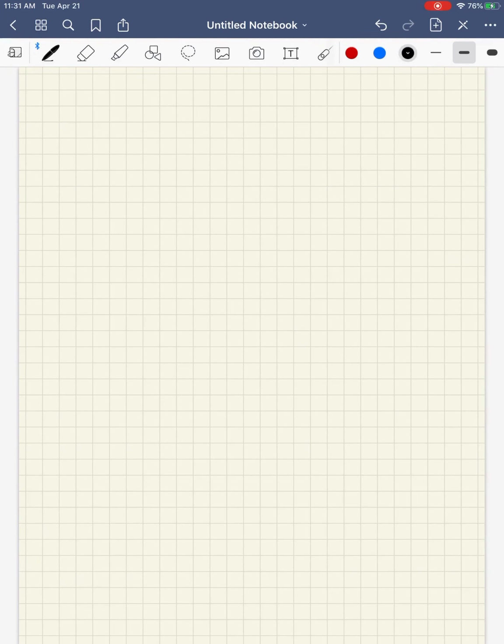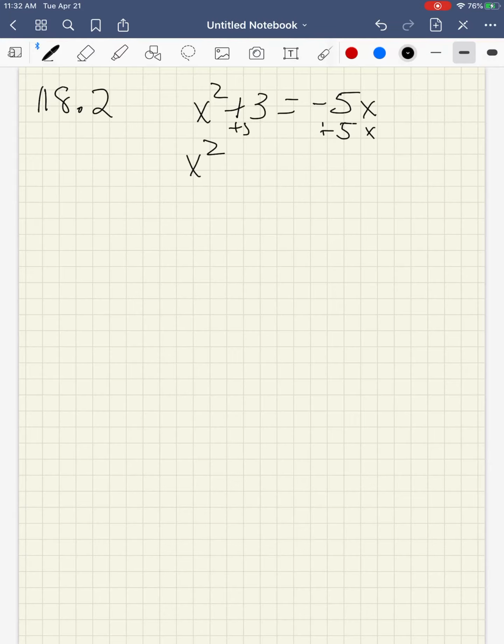All right, next one on page 498. Let's see how good your notes are. So I'm going to copy it down the way it is in the book. However, if this was me and I was writing this out of the book, I wouldn't copy it that way. I'd go ahead and put it in descending order. So it'd be x squared, add the 5x to both sides. So plus 5x plus 3 equals 0.